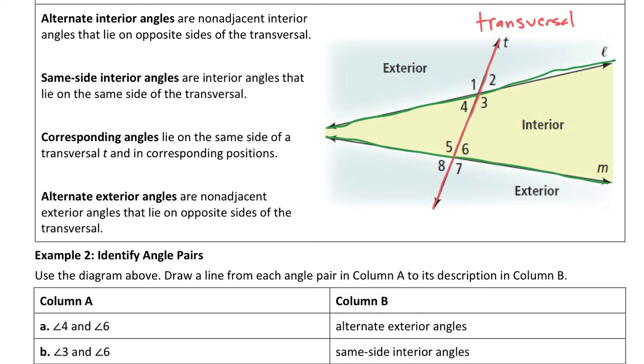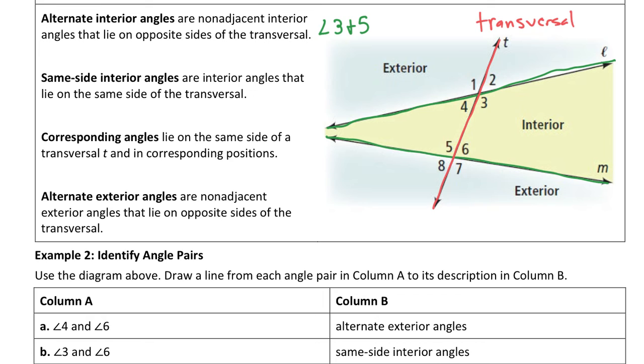Okay? So when this situation happens, you have interior angles and exterior angles. Angles 1 and 2 and 7 and 8 are exterior angles. Angles 4 and 3 and 5 and 6 are interior angles. So alternate interior angles are angles that are not adjacent to each other, that are interior angles and lie on opposite sides of that transversal. An example of alternate interior angles would be angle 3 and angle 5. They're not adjacent, they're interior, and they're on alternate sides or opposite sides of the transversal.